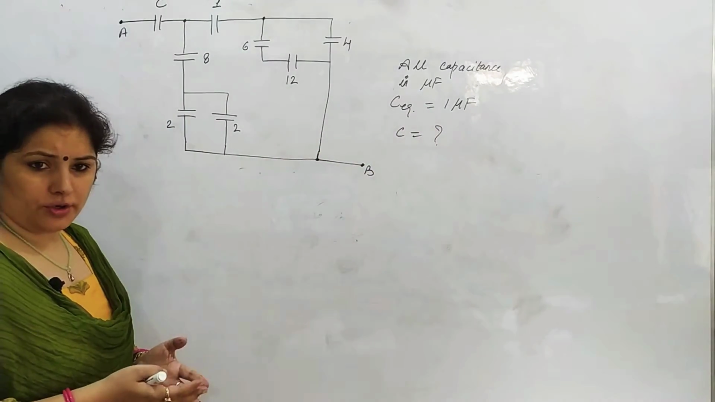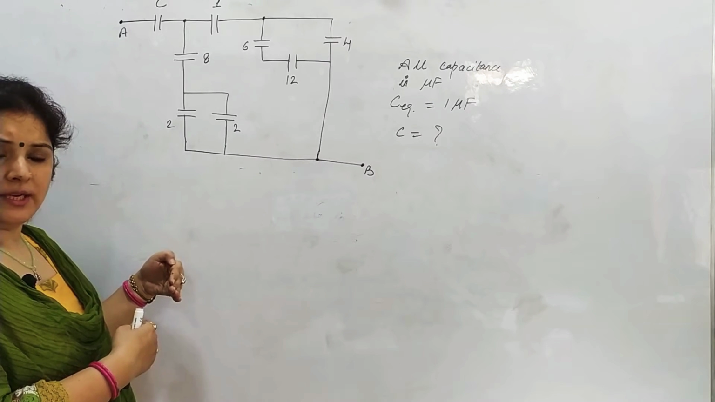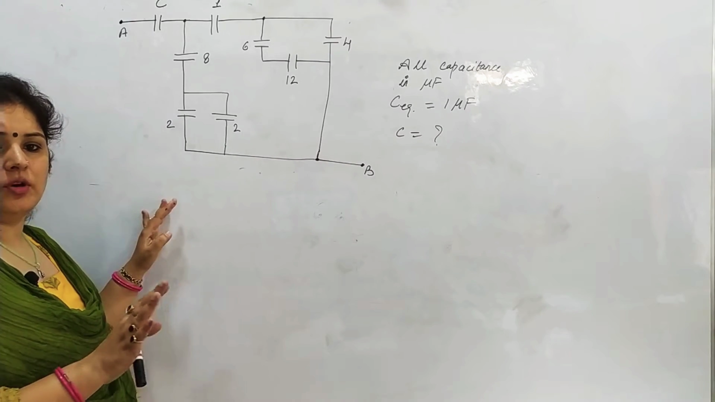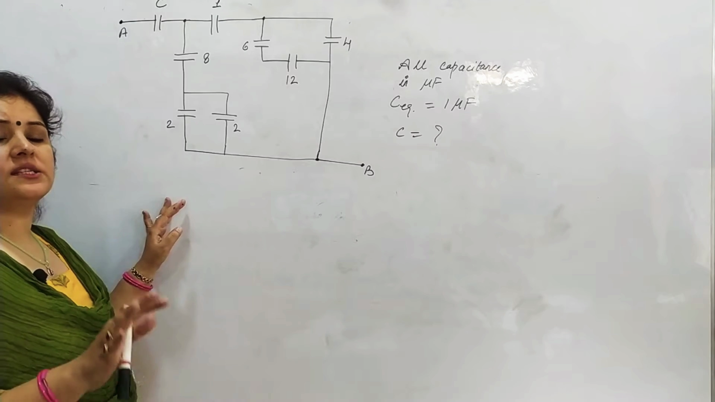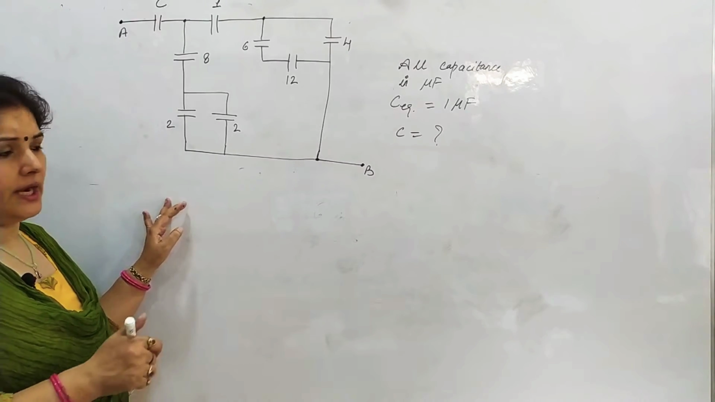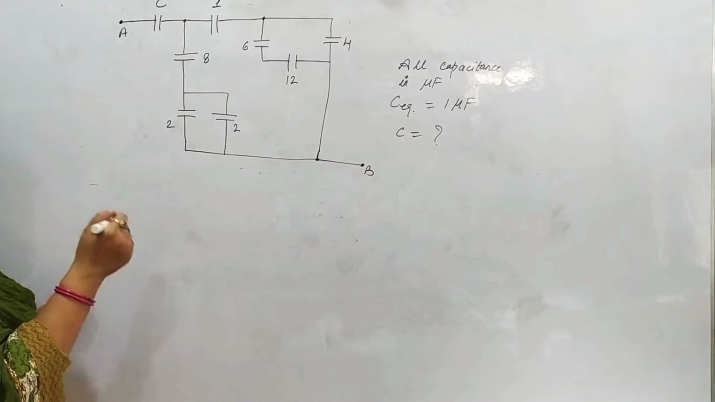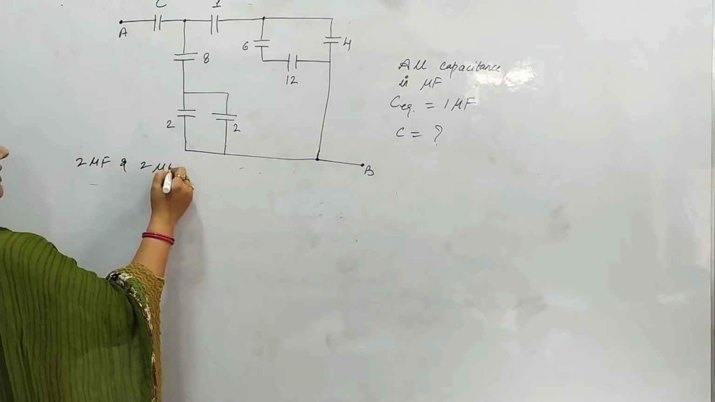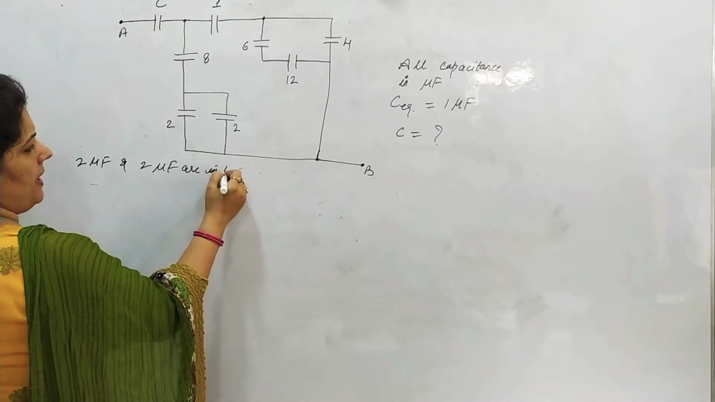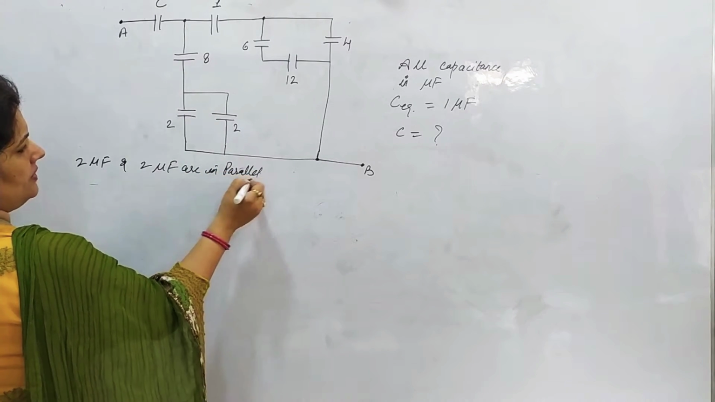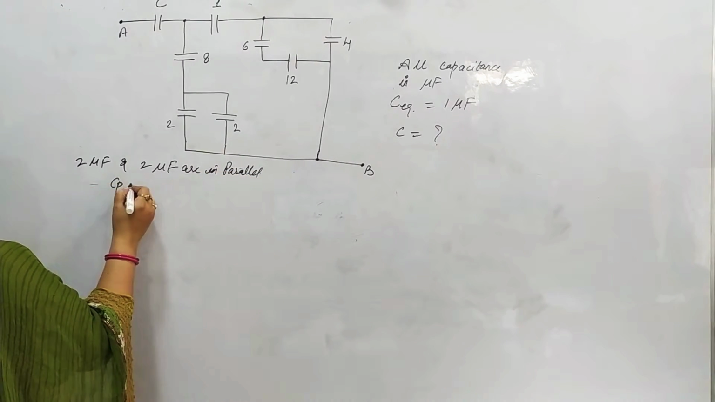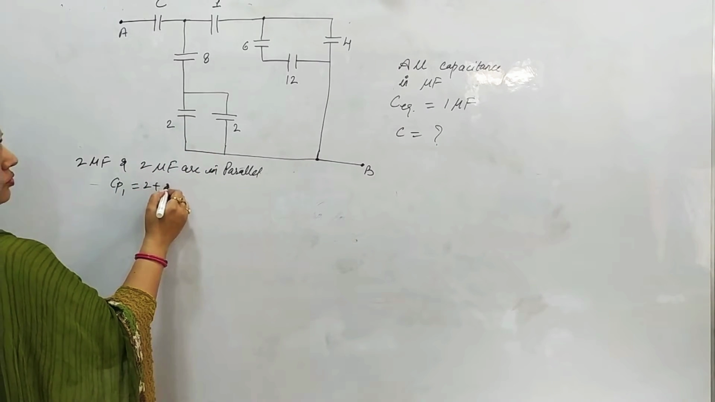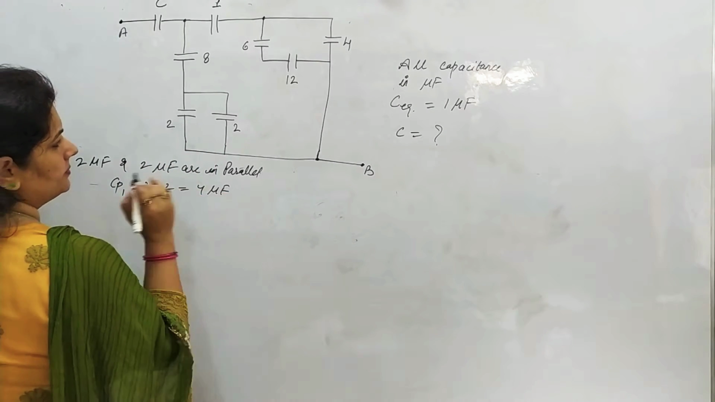You start solving on your own. I am also solving step by step. You can copy from the board in case you are not able to solve. But first, honestly, try to solve it on your own. Right? So we'll start solving. 2 microfarad and 2 microfarad are in parallel. Right? CP1. I am naming it CP1. 2 plus 2. That is 4 microfarad.